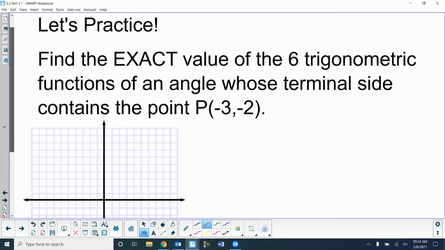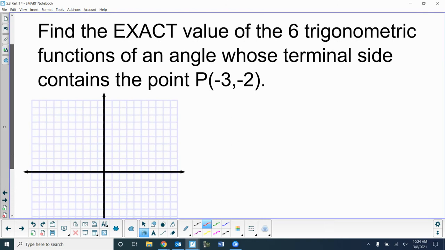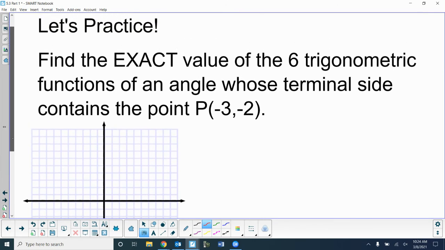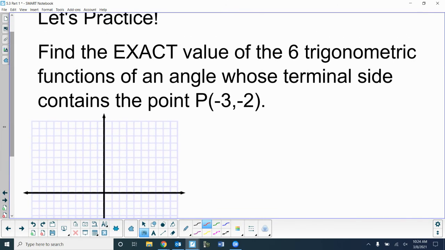Okay, so here's another point, -3, -2. Again, it says find the exact value. So I want it in fraction radical form. I do not want any decimal answers. And I told you that on Thursday, right? Some of you gave me decimal answers. You did not get full credit then, even though your decimal might have been correct. All right?